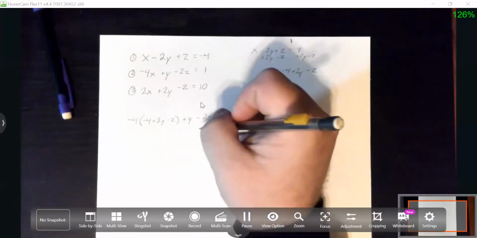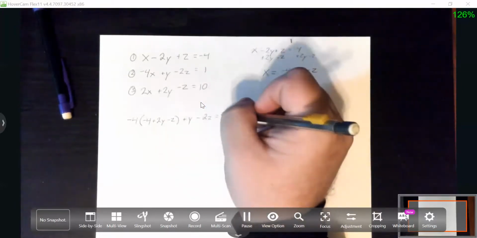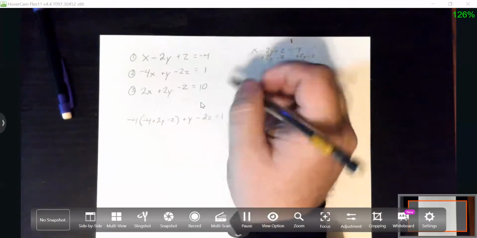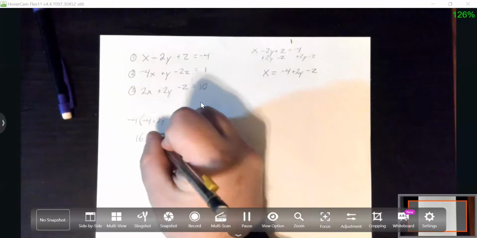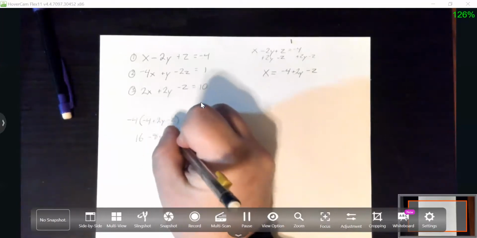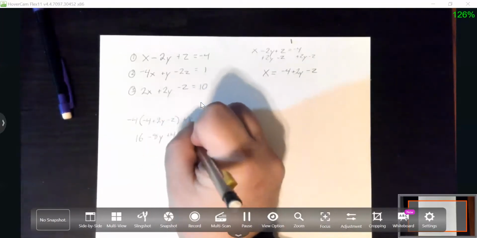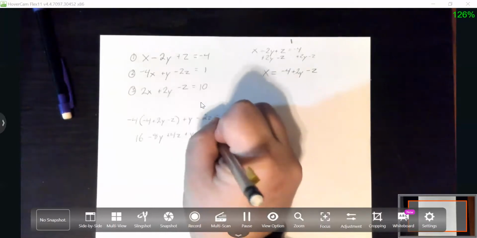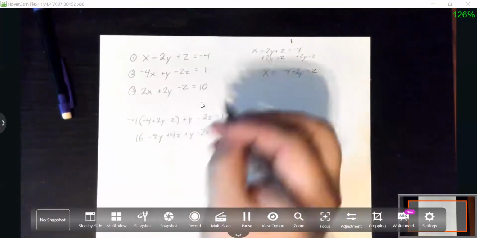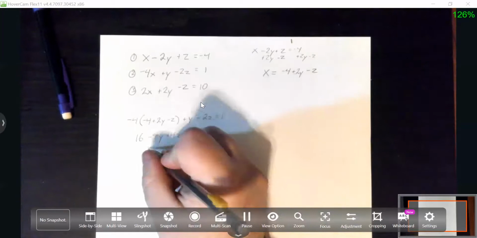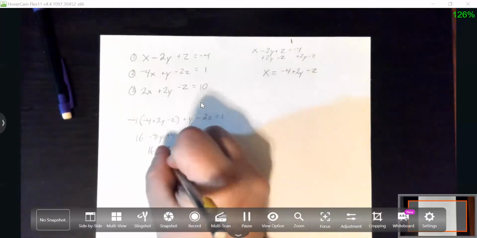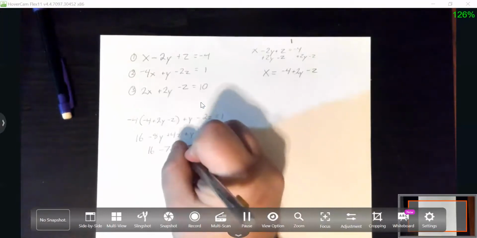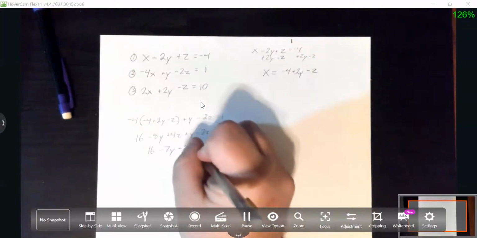So I've substituted for x into my equation 2. I'm now going to simplify this into standard form, and there should only be 2 variables now, just y's and z's. So I can distribute that 4, that gives me 16 minus 8y plus 4z plus y minus 2z equals 1. Combine any like terms. So we have 16, we have a minus 7y plus 2z equals 1.